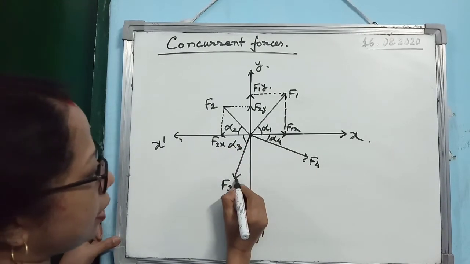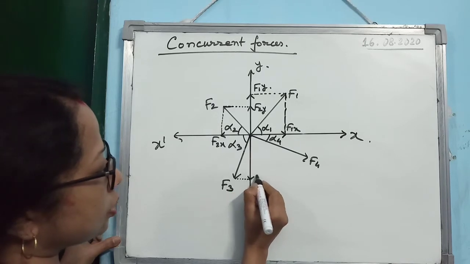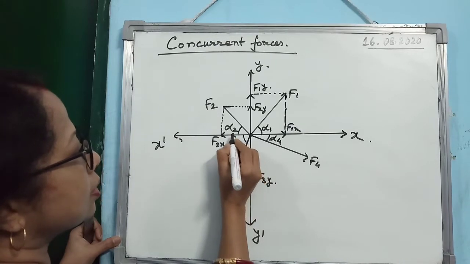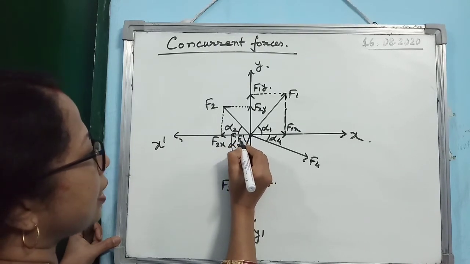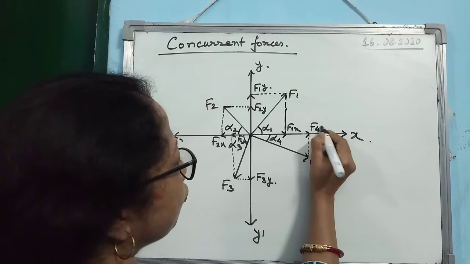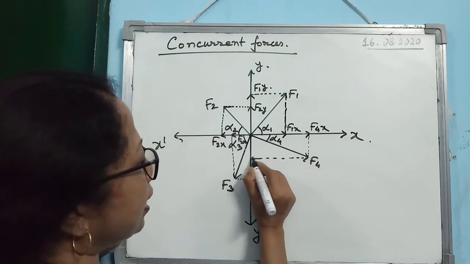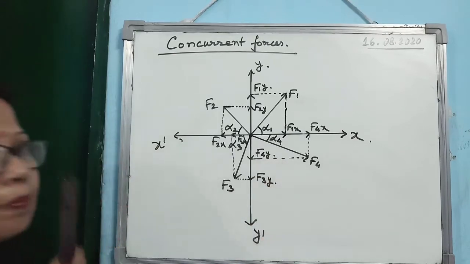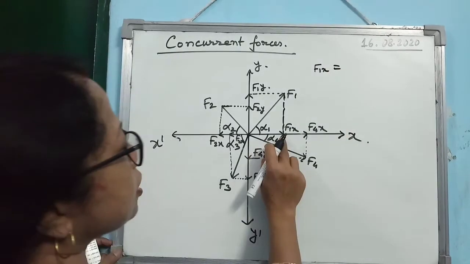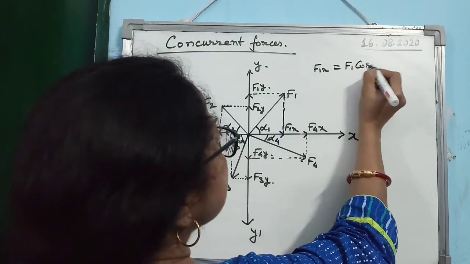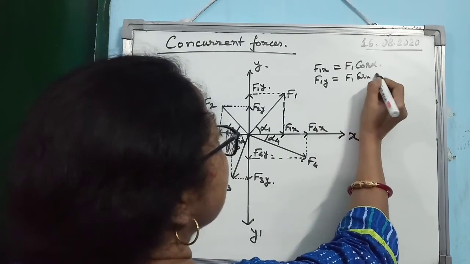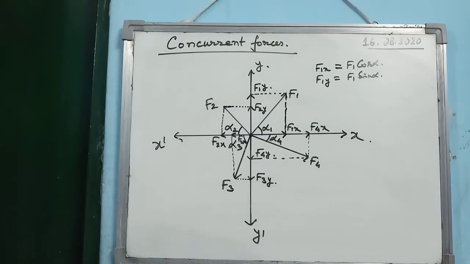Now come to F3, drop a perpendicular on y-axis, so this is F3y. Drop a perpendicular on x-axis, so this is F3x. Come to F4, drop a perpendicular on x-axis, this is F4x. Drop a perpendicular on y-axis, this is F4y. Now you see what will be F1x? F1x will be F1 cos alpha. What will be F1y? It will be F1 sin alpha. Is that clear? That is the way you can write it down.